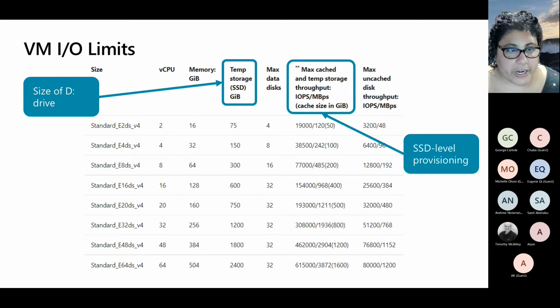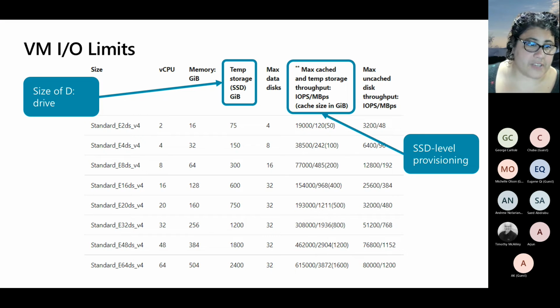And then the temp storage, this is how much temp storage you have. So if you're planning on putting tempdb there, which we do recommend, keep this in mind. This is how many gigabytes, or sometimes it's in terabytes, that you have available in that local drive. So make sure you have enough to host your tempdb if that's your plans. Okay, so that's the SSD level provisioning.